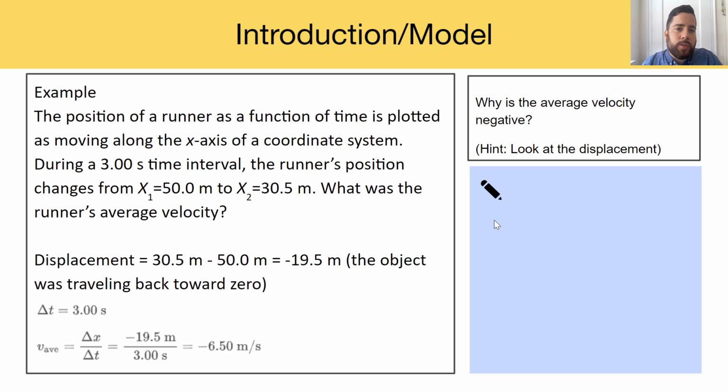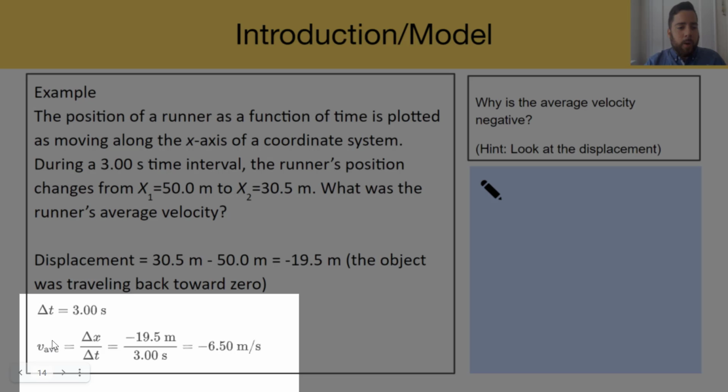Well, again, think back to that term displacement. So if we want to know the displacement or the change in position, we can essentially take its final position and subtract it by its initial position. So its final position, 30.5 minus 50 meters. That actually gives us a negative value, 19.5. And that tells us that the object was moving backward towards the reference point, right? So our reference point in this case being 0.